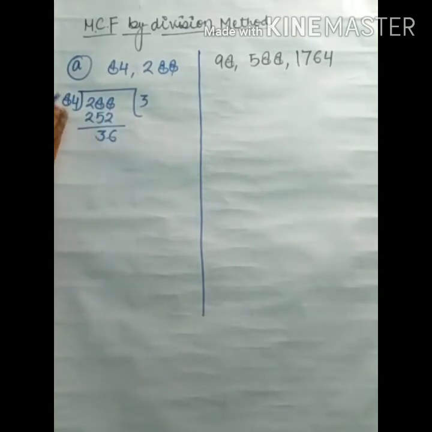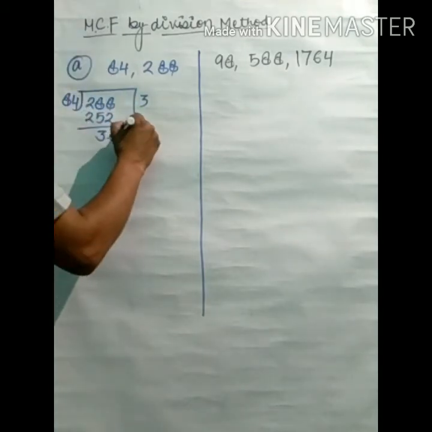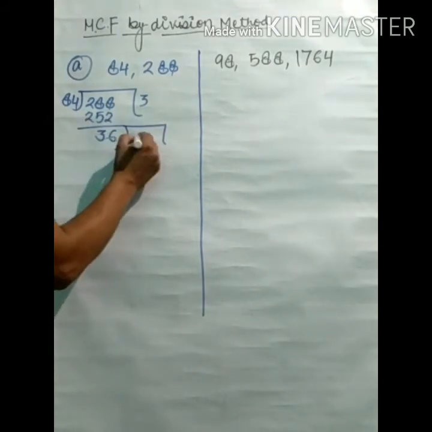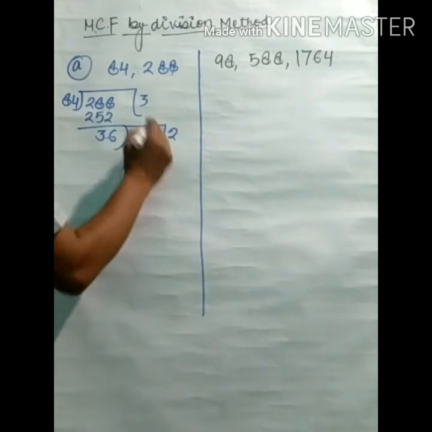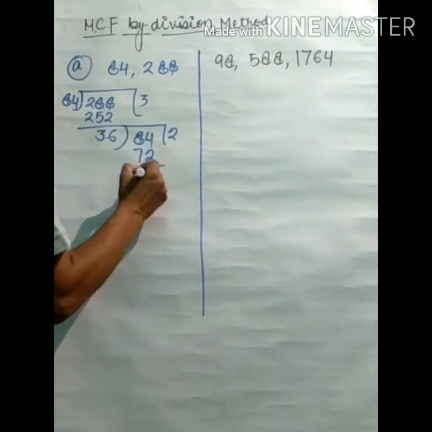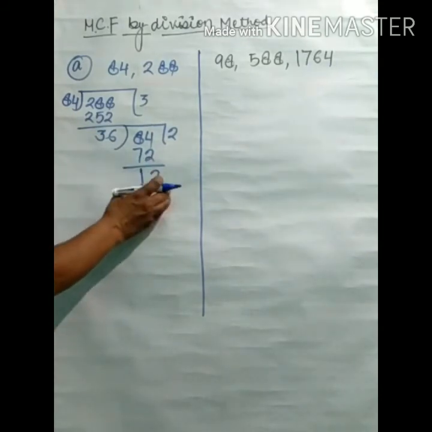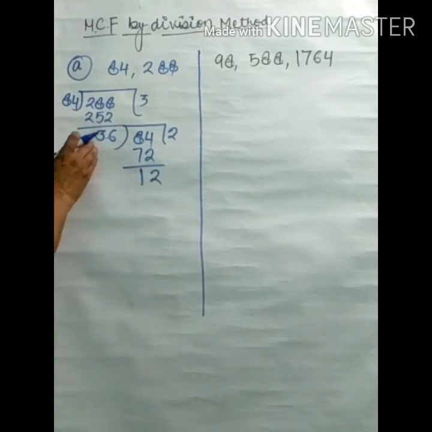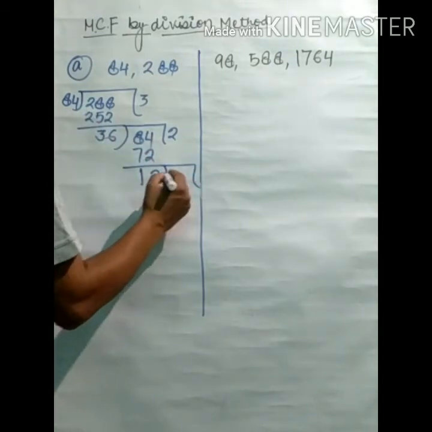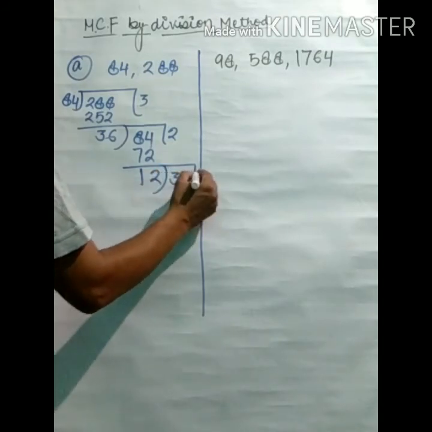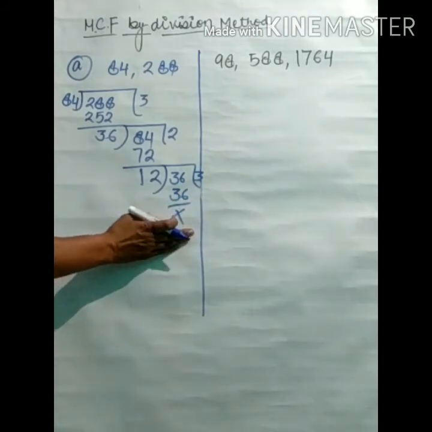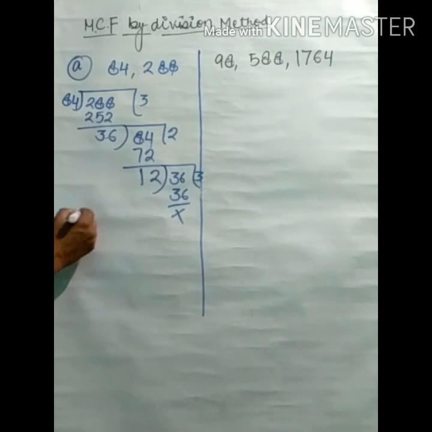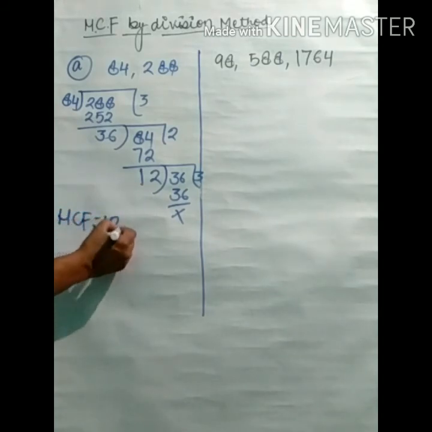Now with this 36 you can divide 84, which was the divisor of your 288. 36 2s are 72, here left 84 minus 72 is 12. Now the remainder comes 12. Now with this 12 you can divide 36. 36 divides 3 times, and your division is complete, the remainder came 0. Division completes by 12. So your HCF is equal to 12.